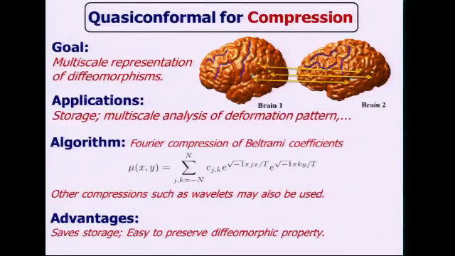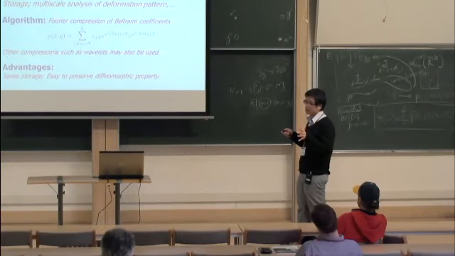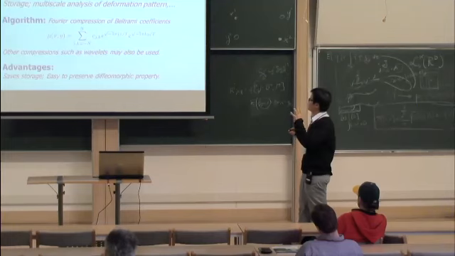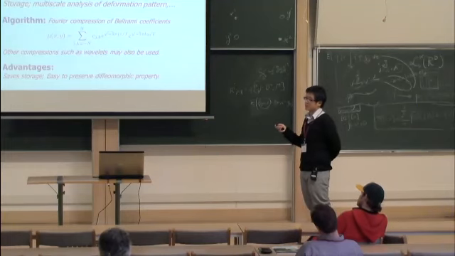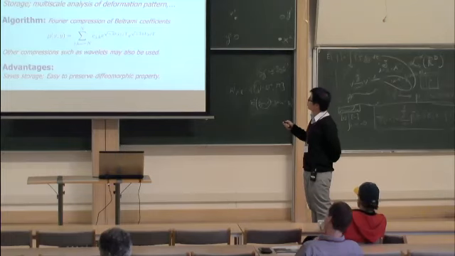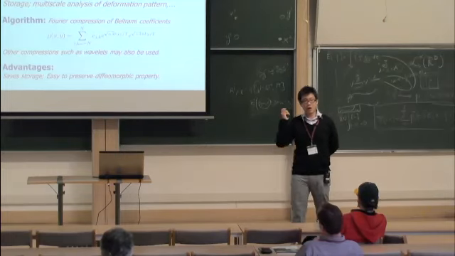So the doctors asked us whether we can find some compact or compressed representation of diffeomorphism so that we can easily manipulate it. And they also asked whether we can develop some kind of multi-scale representation of diffeomorphism so that they can do some multi-scale analysis. Of course, using the Beltrami representation, we can do it very easily, because once we have the diffeomorphism, we can represent it with the Beltrami coefficient.